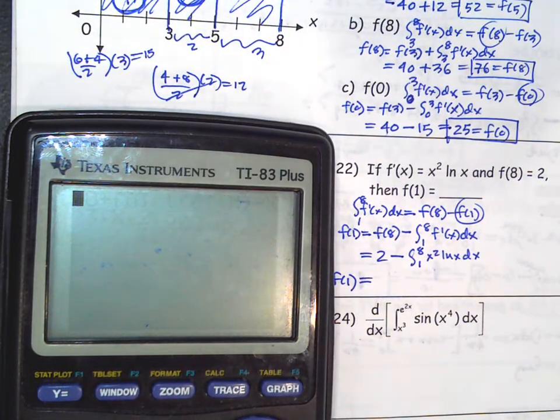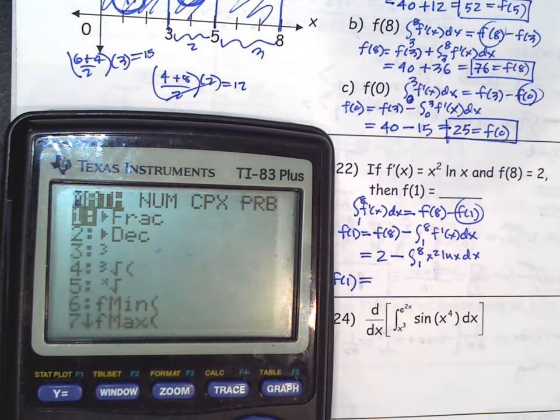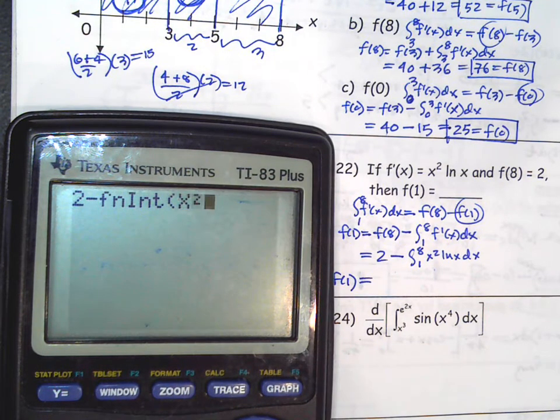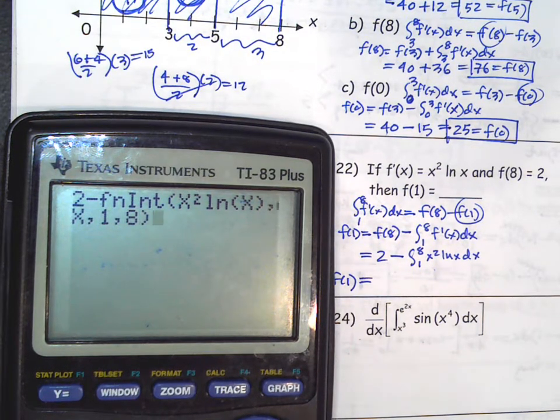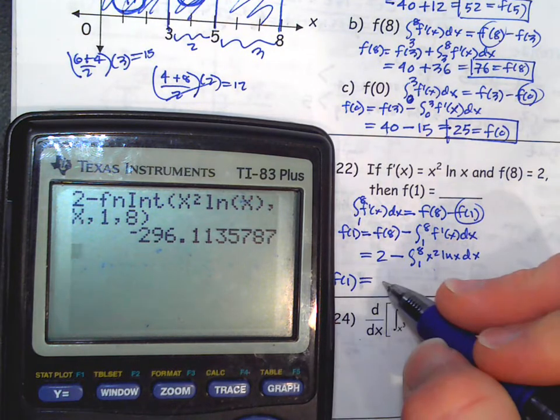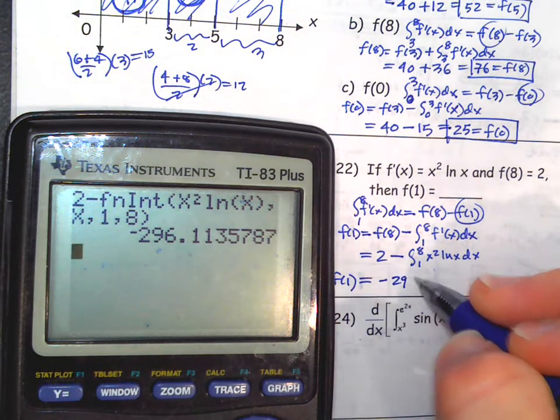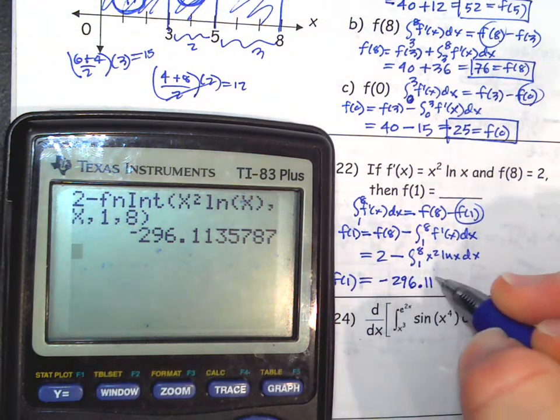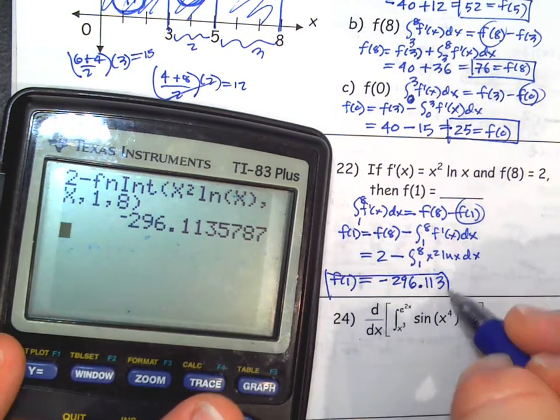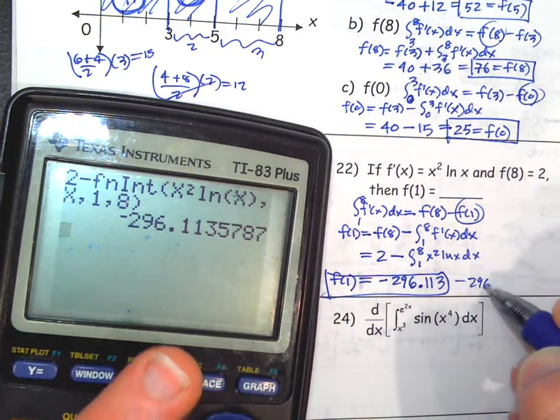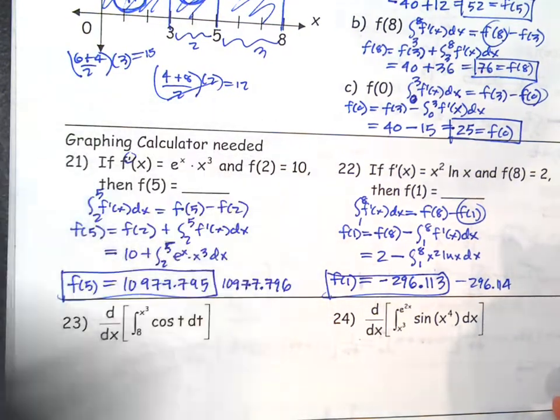So it's going to be 2 minus math 9 x squared natural log of x, comma 1, comma 8, and then we get the answer, negative 296.113 truncated, or negative 296.114, rounded this time.